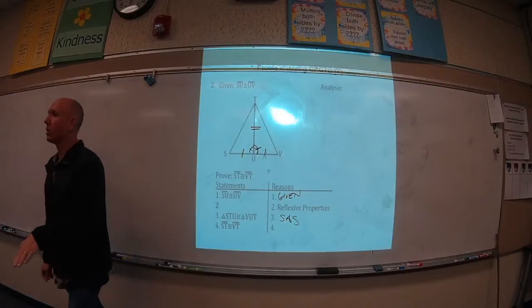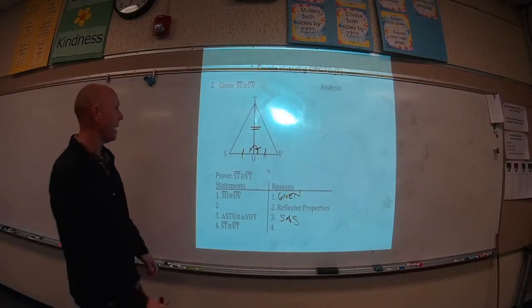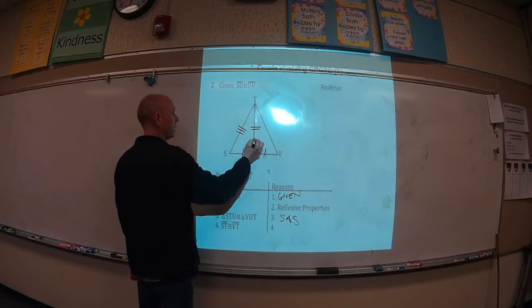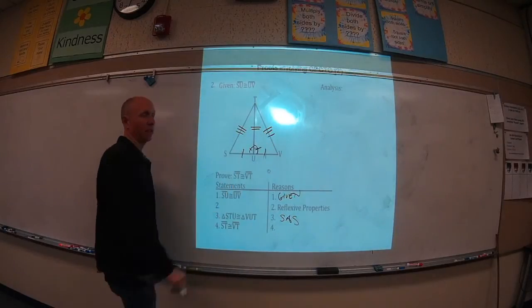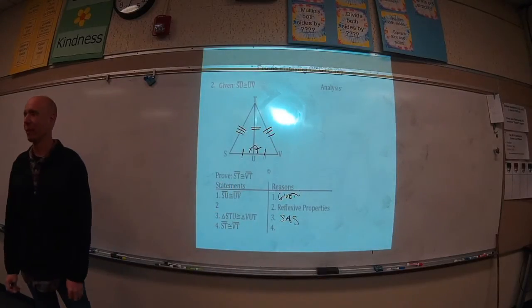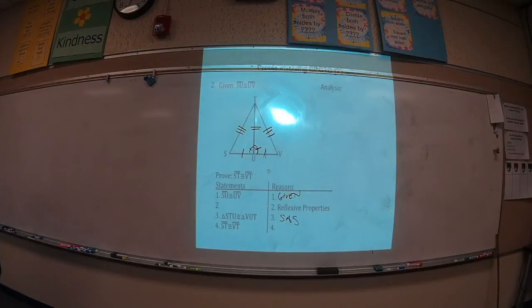Now that I've proven the two triangles are congruent, I can say that ST, this guy, is congruent to that guy. How can I say that? It's CPCTC, backwards.